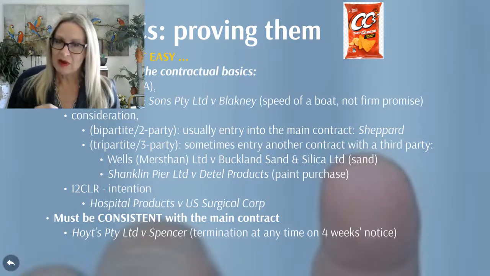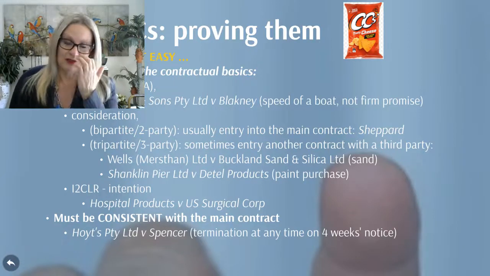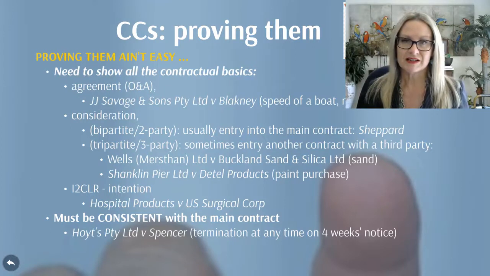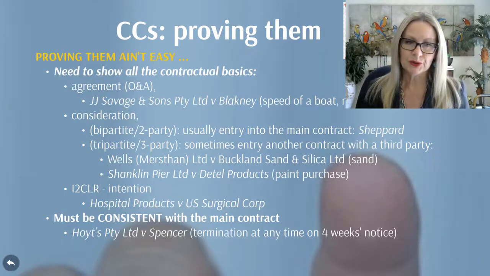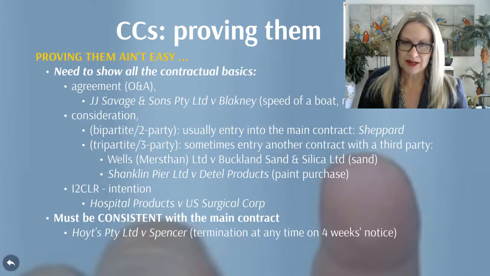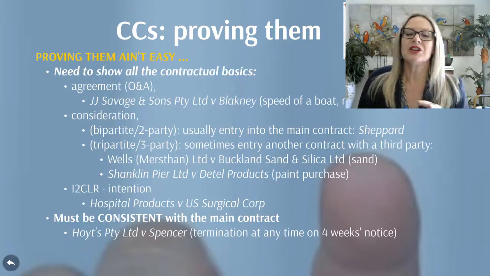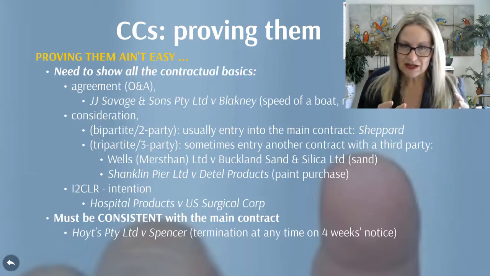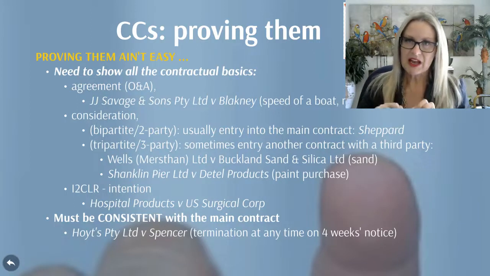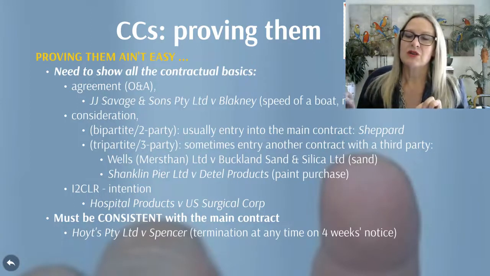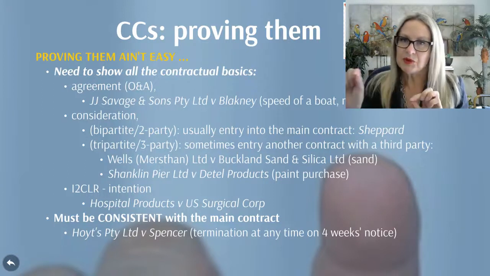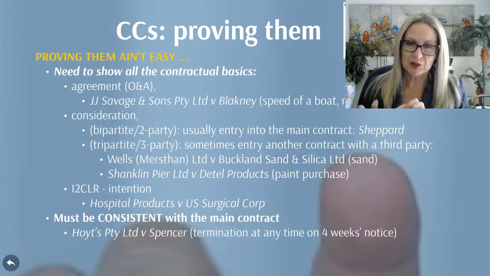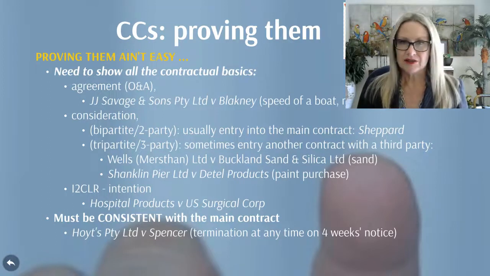They chose a painter that did use the paint that was stipulated in the contract, and instead of having this nice long life, it was terribly defective and showed signs of wear and tear very, very quickly. So in that case, Shanklin Pier could sue the paint producer, Detel Products, and its consideration for this collateral contract was that the pier company had entered into the contract with the painter, stipulating that their paint, Detel's paint, should be used. So you need to find consideration.